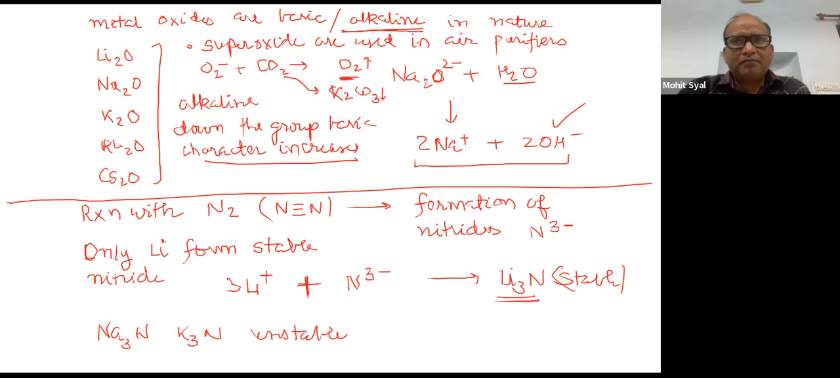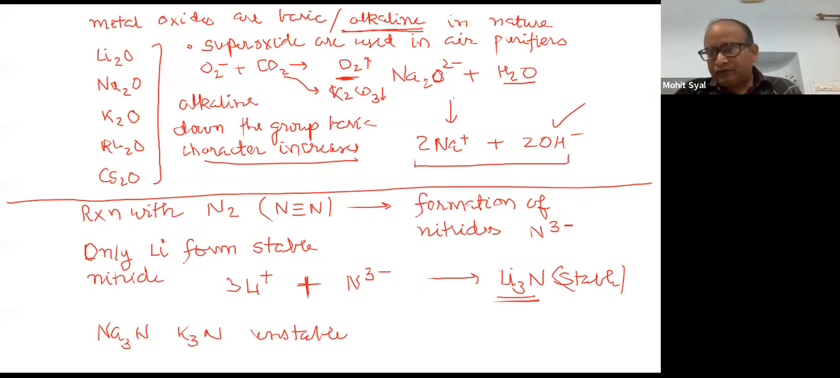So they are used in air purifiers, right? This is an important thing. Only lithium forms oxide, sodium forms peroxide, and potassium, rubidium, and cesium form superoxides. Only lithium forms stable nitride. Superoxides are used in submarines for the purification of air because they absorb carbon dioxide and release oxygen. These things you have to keep in mind. That's it. So let's move ahead.